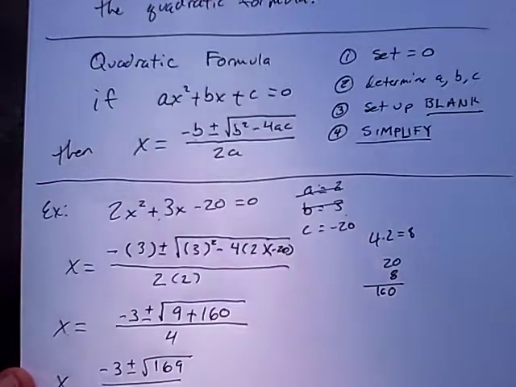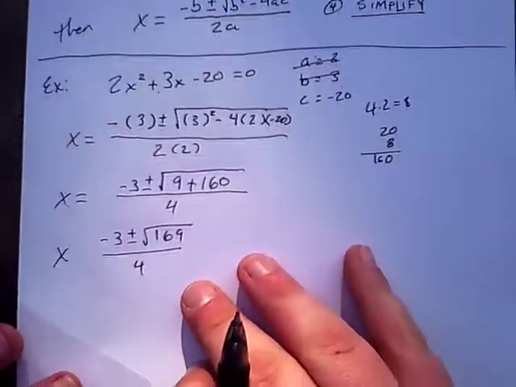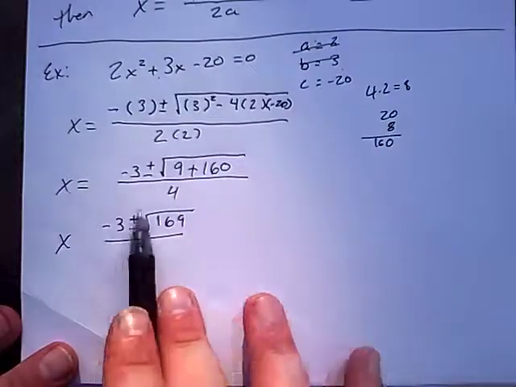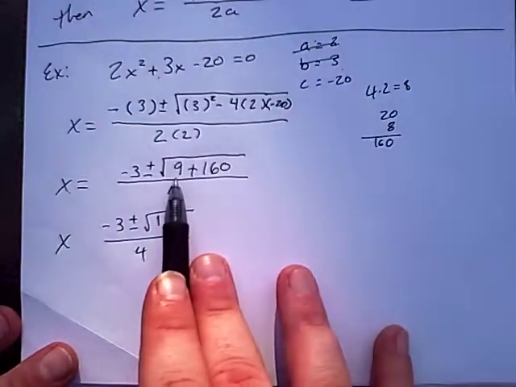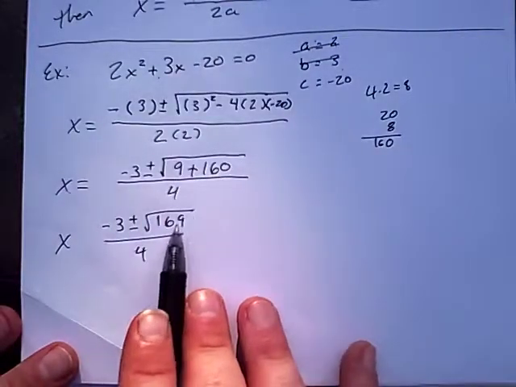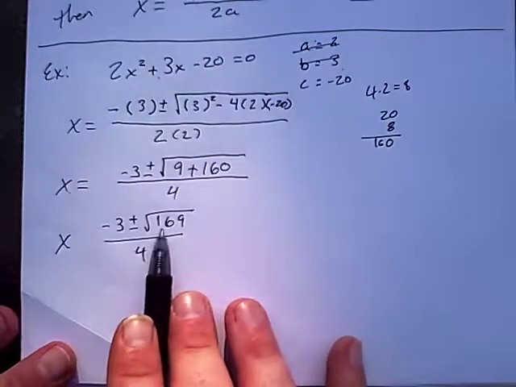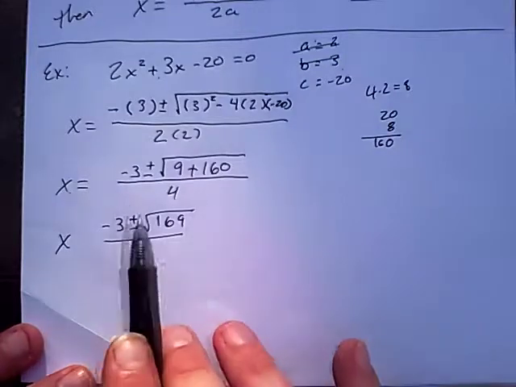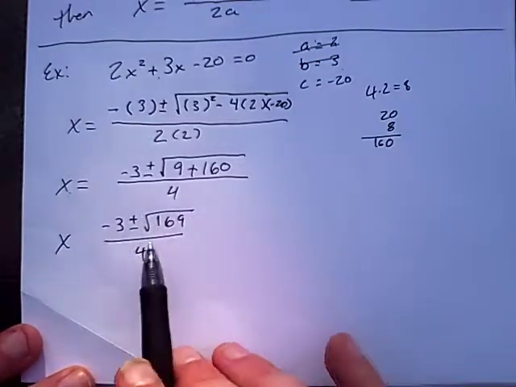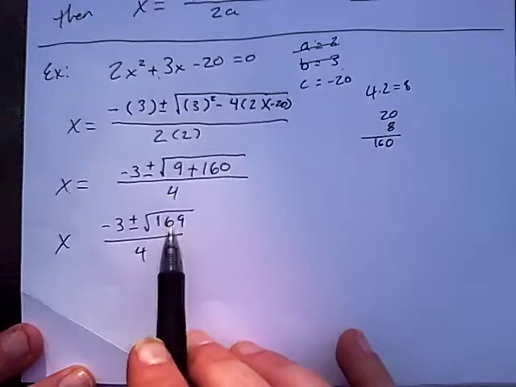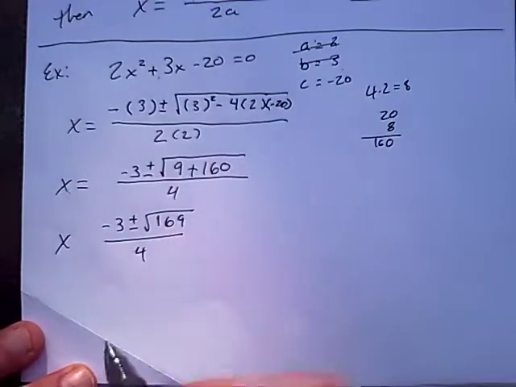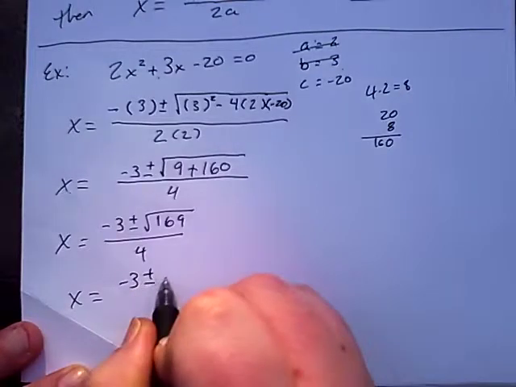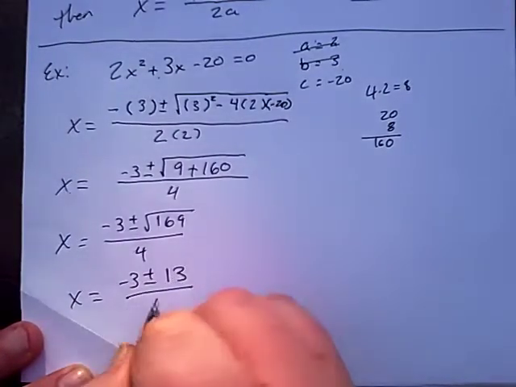All over 4. All right, nothing else changed. The negative 3 plus or minus the square root, all over 4. Nothing changed except for 9 plus 160. Well, 9 plus 100, oh, excuse me, the square root of 169. You could do this in your calculator, or if you like memorizing numbers, the square root of 169 is 13. So now we get x equals negative 3 plus or minus 13 all over 4.